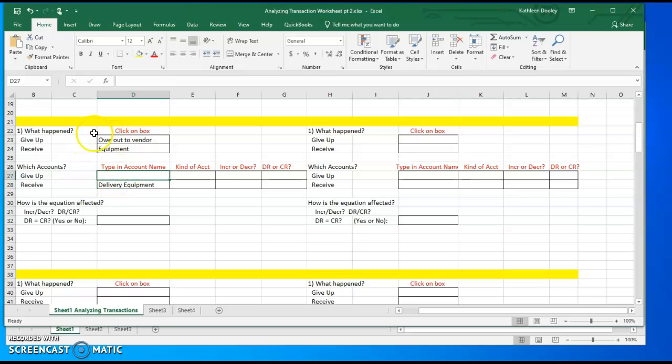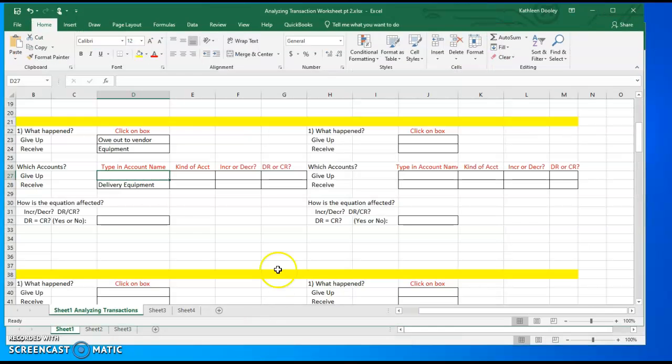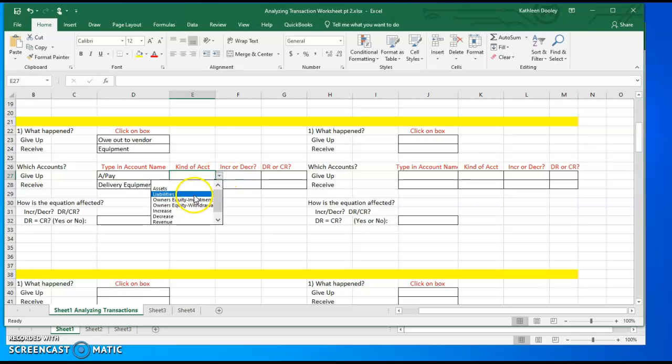Now, because we've used this key word of owe out, that tells us it's going to be a liability. I go to my liability section. There's only one, accounts payable. Okay, so that's going to be accounts payable, which I can put A/PAY. And it is, as we said, a liability. And this delivery equipment, we own it, it's an asset. We go back to the top.